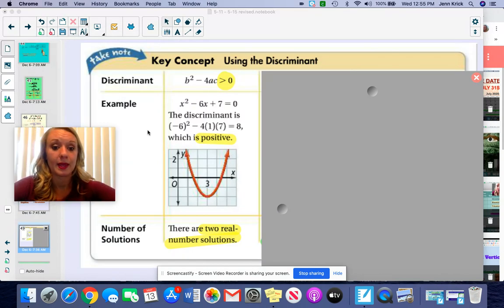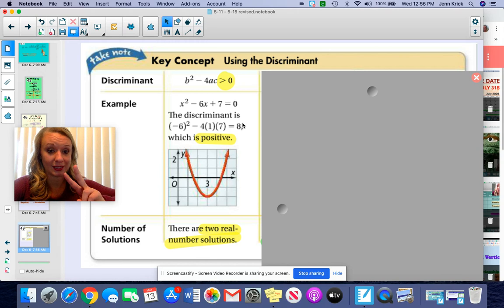Now, if I just showed you this graph, you already know it has 2 solutions because it crosses your x-axis twice, but let's pretend we don't have that. So if I had this quadratic, x squared minus 6x plus 7, and I plug my values into the discriminant, b squared, where b is -6, minus 4ac, that turns out to be 36 minus 28, which is 8. Because this answer is positive, there are 2 real solutions to your quadratic.